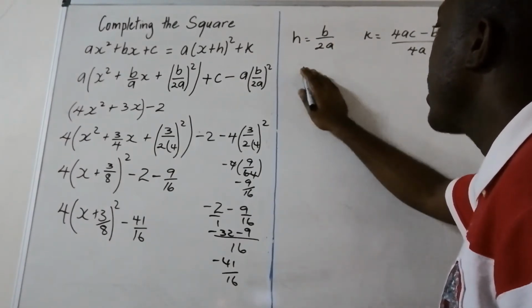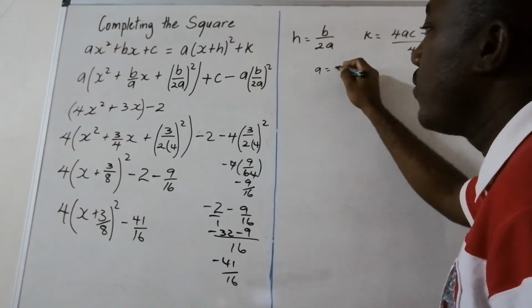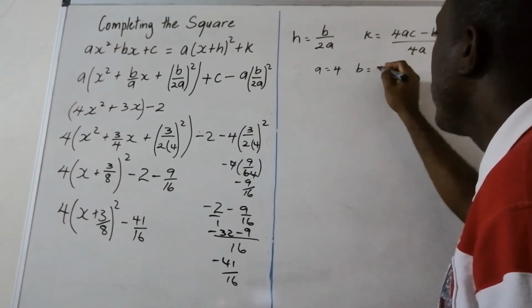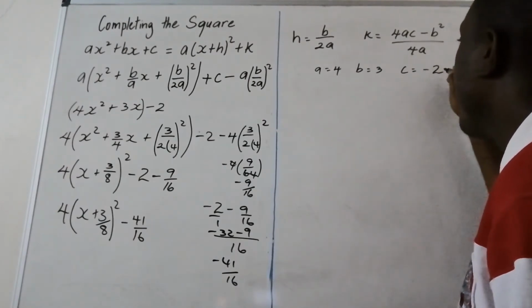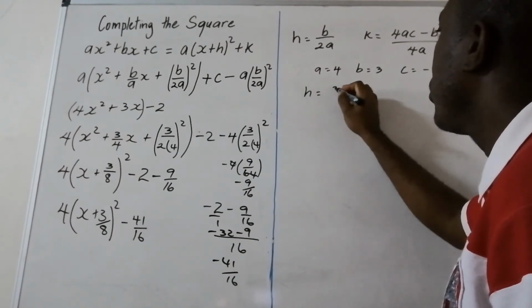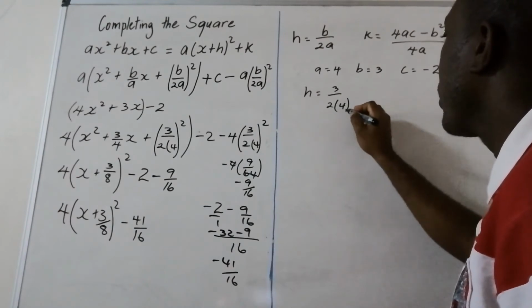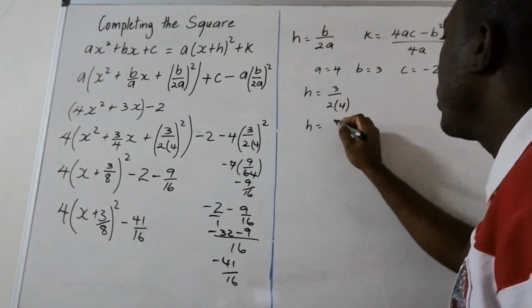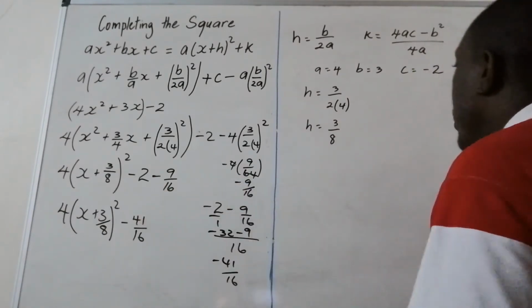Remembering, let's just identify each value. a is equal to 4, b is equal to 3, and c is equal to minus 2. So what we will have, h will be equal to 3 over 2 times 4. So h is equal to 3 over 8. That's what we have for h there.